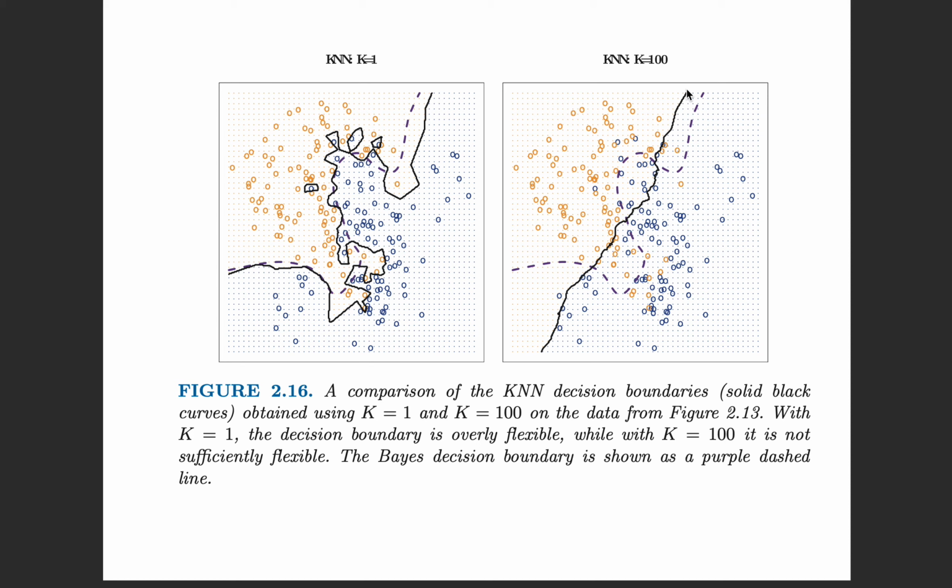Okay? So which of these two is more flexible? This one is more flexible. This one is less flexible. So when it comes to k-nearest neighbors, as you increase the number of neighbors k, you are reducing the flexibility. It might be counterintuitive at first, but if you think about it, it actually makes sense.